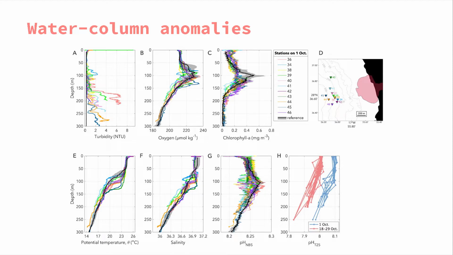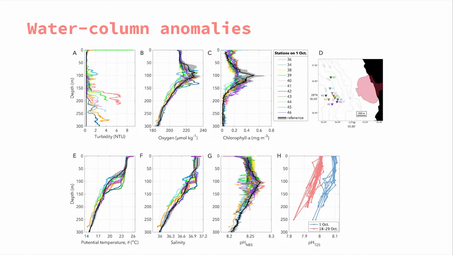But now let's focus on the oceanographic variables. The data that I show here is from the first few days after the first arrival of lava to the ocean. These are vertical profiles with depth of several parameters: turbidity, oxygen, chlorophyll, temperature, salinity, and pH. You can always see a reference profile, this line in black, that shows you the normal conditions of the area, from reference stations that are not affected by the volcano.